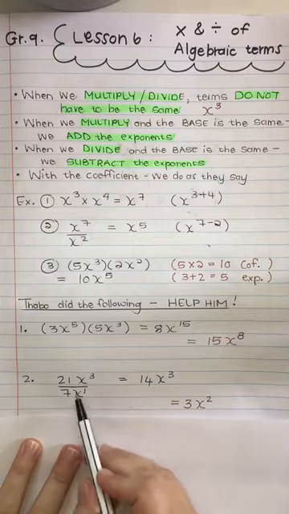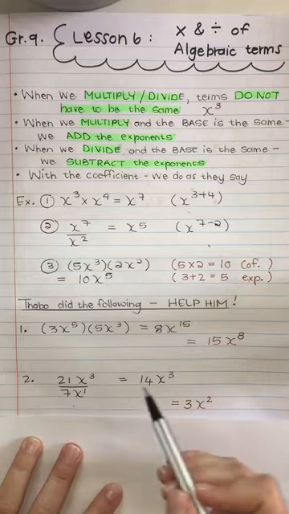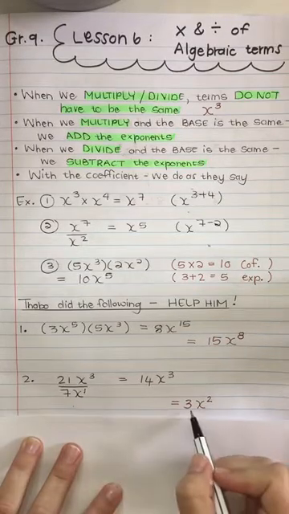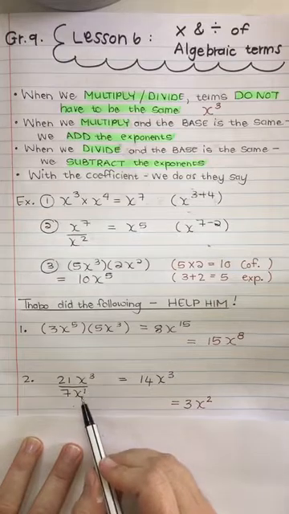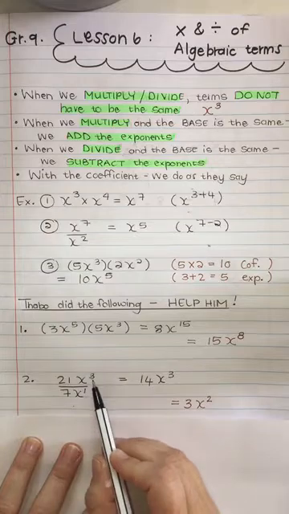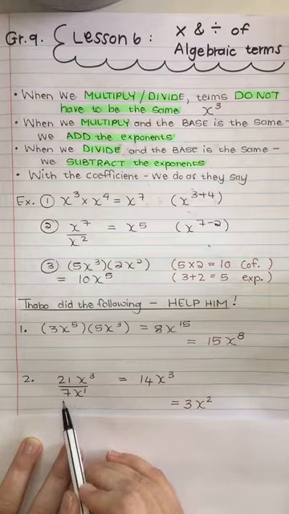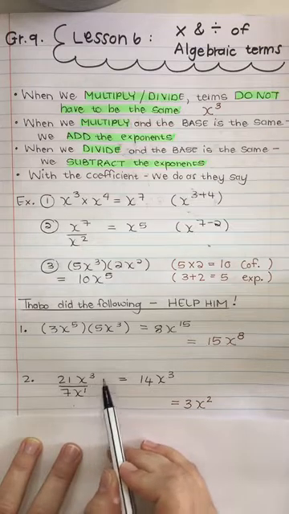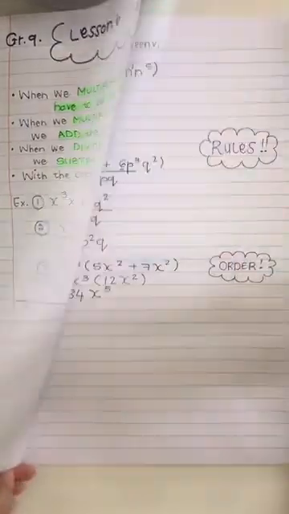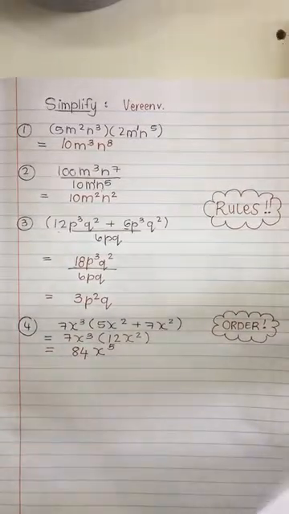This one, 21x to the power of 3 divided by 7x. Okay, so first, before we look at his answer, 21 divided by 7 is 3. When we divide terms, we have to subtract the exponents, and 3 minus 1 is 2. Can you see that he subtracted the coefficients and he just did nothing with the exponent? So that's wrong. That is why you have to know your rules. Okay, let's do a few more examples.